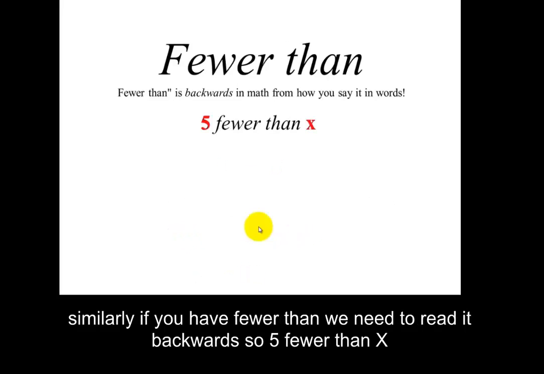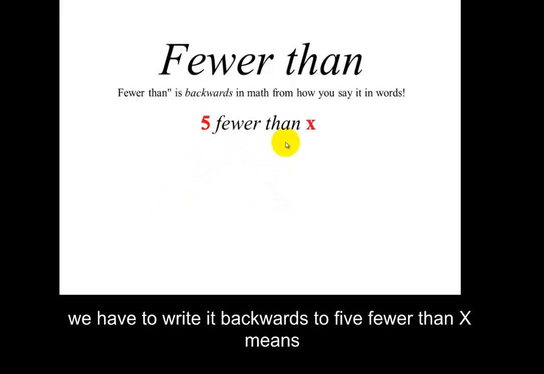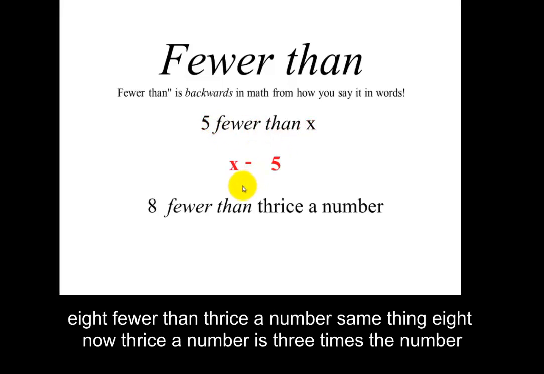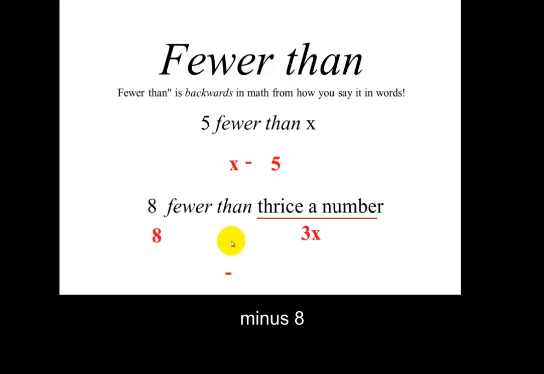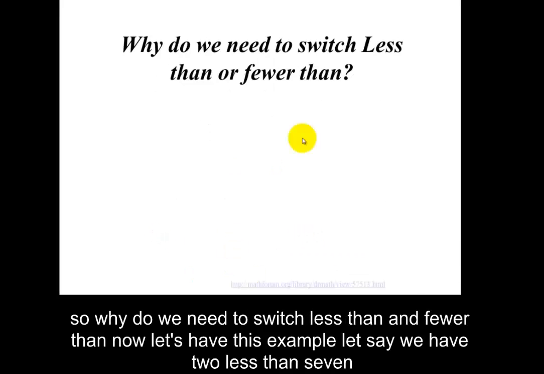Similarly, if we have fewer than, we need to read it backwards. So 5 fewer than x, we have to write it backwards. So 5 fewer than x means x minus 5. 8 fewer than twice a number, same thing. 8, now twice a number, it's 3 times a number. And then since we have fewer than, we have to write this backwards. 3x minus 8. So why do we need to switch less than and fewer than?